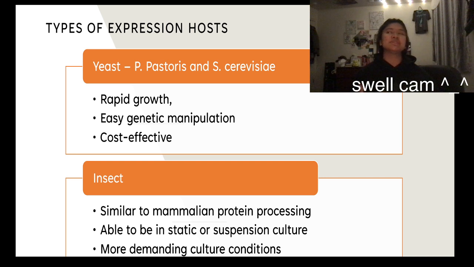Another expression host system that is also recognized are insect cells. They're similar to mammalian protein processing and are able to be in static or suspended cultures. But insect cells have more demanding culture conditions, which can pose a consideration when trying to culture, as they may be more sensitive and more susceptible to not working as well as compared to other expression host systems.